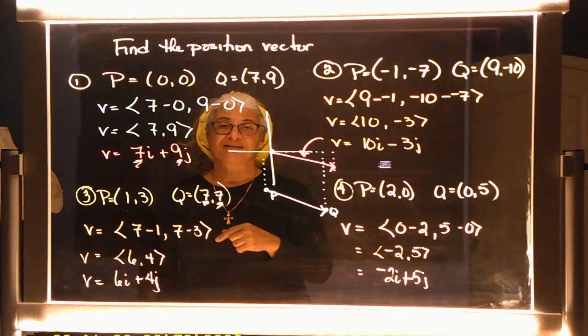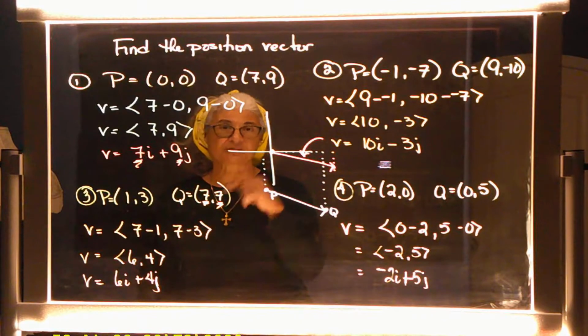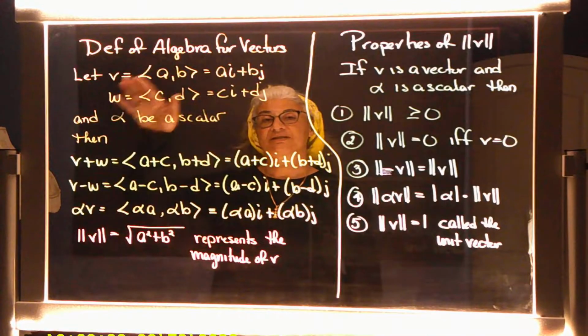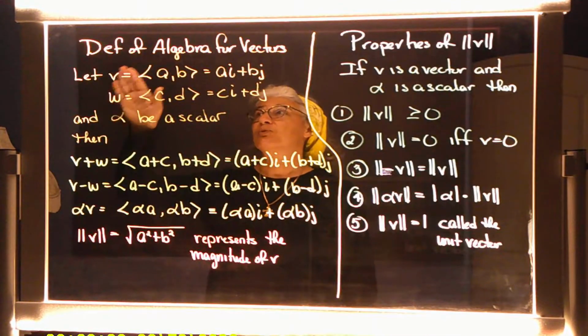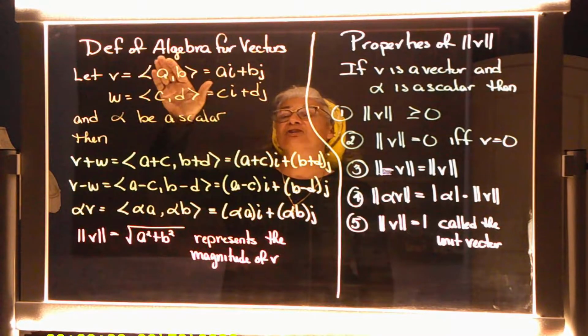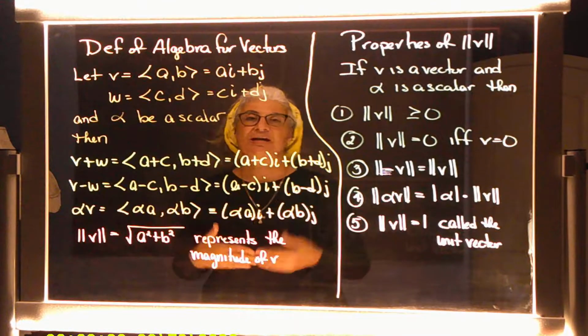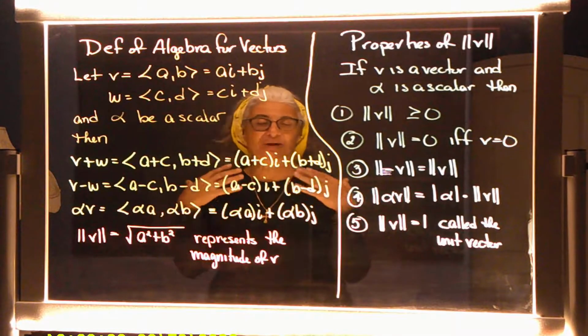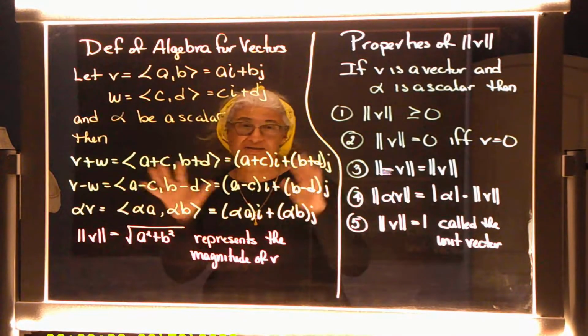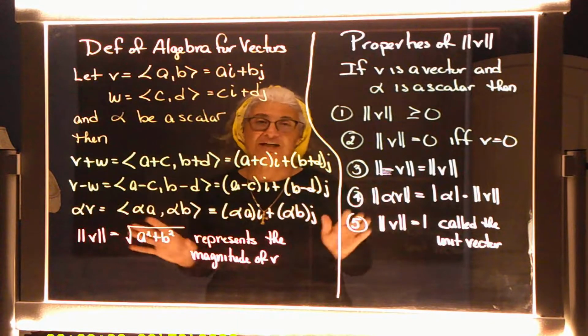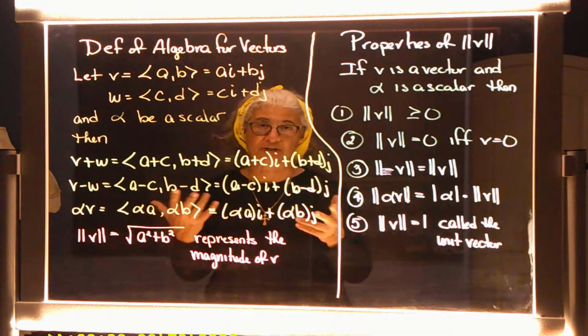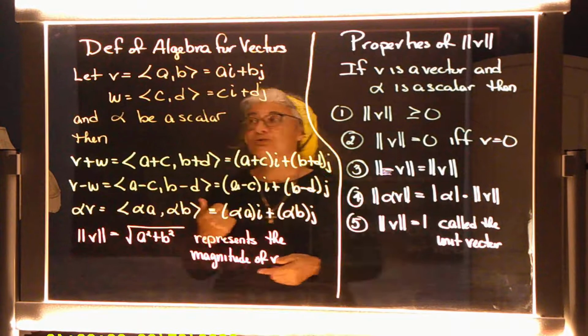Hang in there. Got some properties for us to go over. Okay, so let's look over here on the left side of the board. We're looking at the definition of algebra for vectors. Remember when they talk about algebra, you're adding, subtracting, multiplying, dividing. Anytime we get new types of numbers, we have to learn how to add, subtract, and multiply them all over again, as well as divide them. So let's take a look.